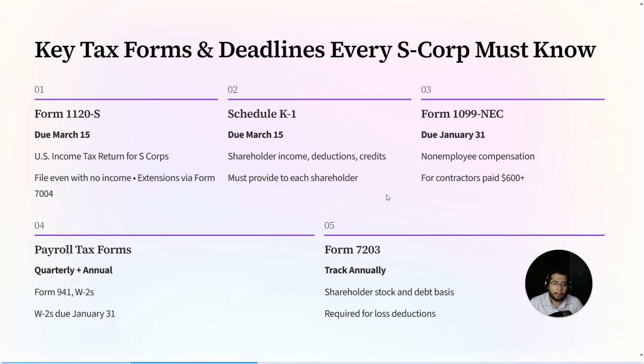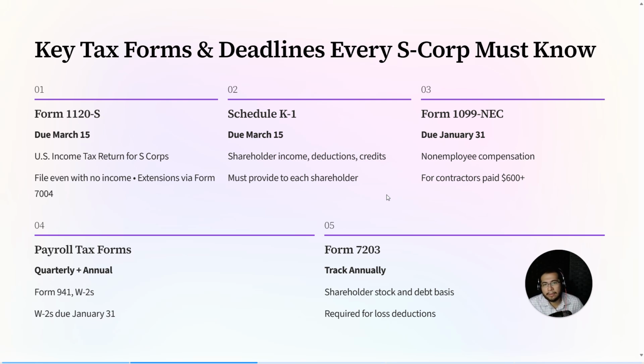The fifth one here, Form 7203. This one is really more known by tax pros, but it is important that you at least make sure it's being done and that it's correct. If you're a shareholder, if you're an owner of an S-corp, you need to track what is called basis, whether it's stock basis, debt basis, but you need to track this. I'm not going to get into basis. That's a whole other video. It's a whole other topic.